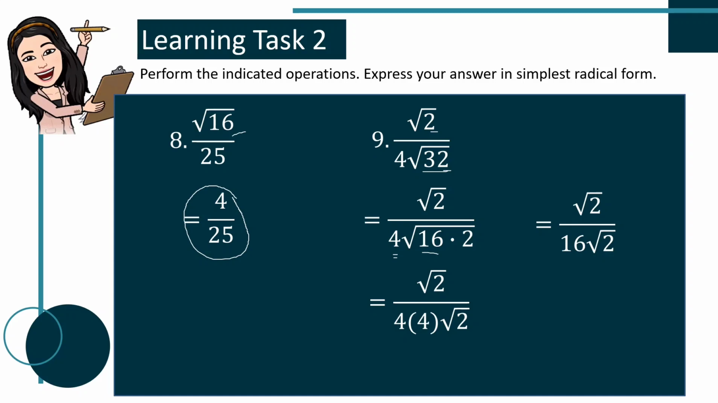Since parehas na yung ating radicals, pwede na natin itong i-cancel, kasi square root of 2 divided by square root of 2 is equal to 1. So therefore, our answer is, pwede bang ang sagot na lang natin ay over 16? Wala yung numerator? Siyempre hindi, kasi meron naman ditong 1. So that would be 1 over 16. Okay, did you understand? Okay, so this is our answer.